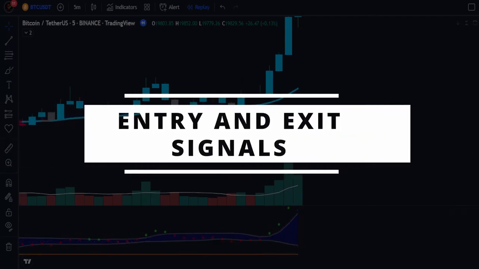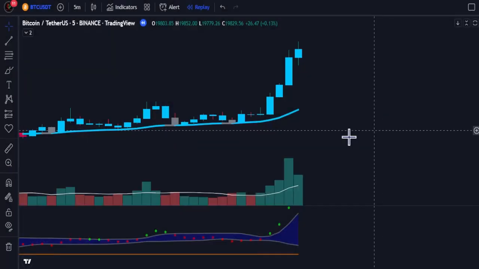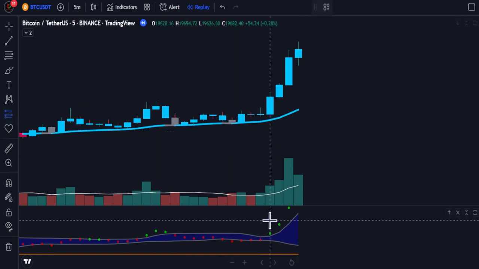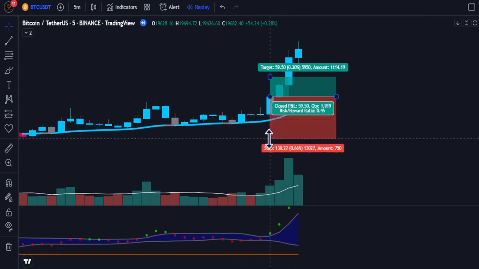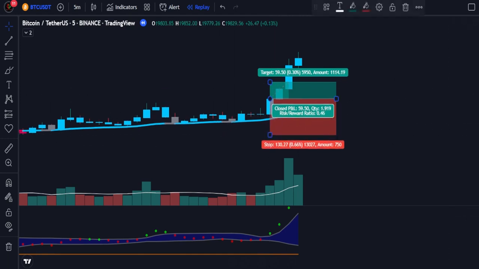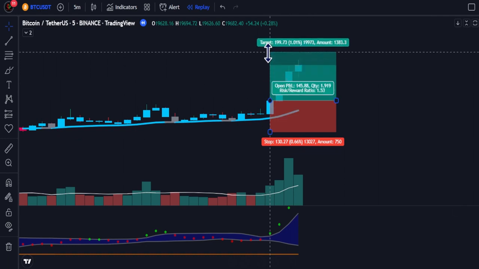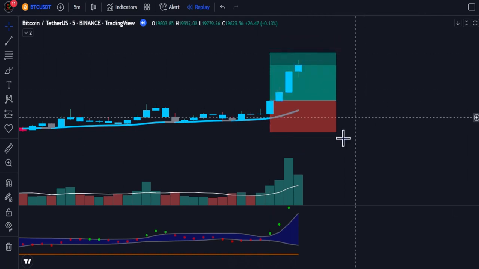Entry and exit signal. Once all of the conditions have been met, we can now put a long position. We will enter at the first candle where the MACD turns green. Place the stop loss on the MACD line or recent swing low. Then set the target at 1.5 times the risk. Now let's see how the trade plays out.